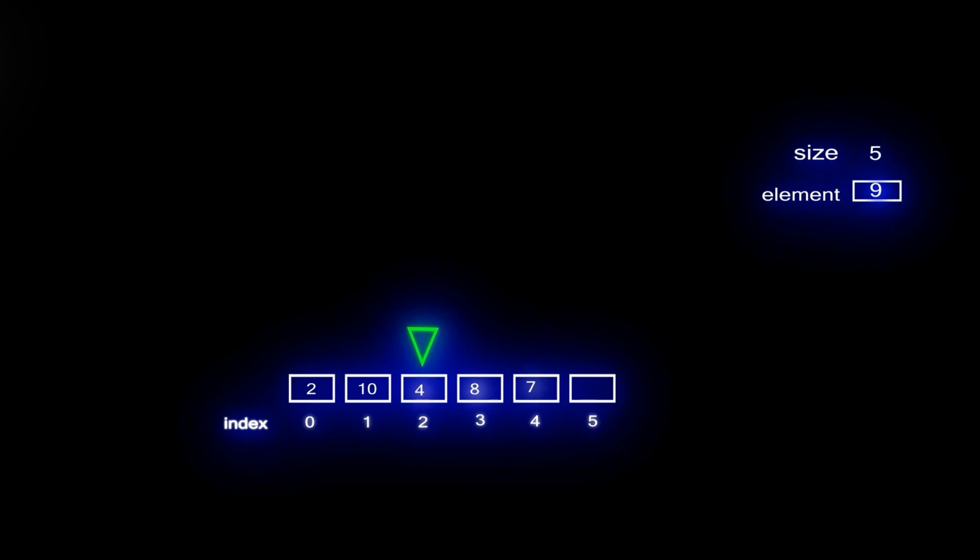So move 7 to index 5. Now index 4 is free. So move 8 to index 4. Now index 3 is free. So move 4 to index 3. Now index 2 is free. So now we can insert 9 here.